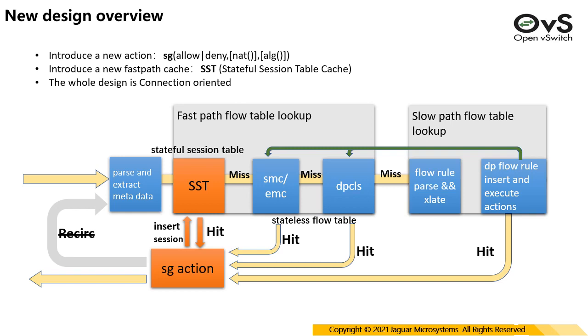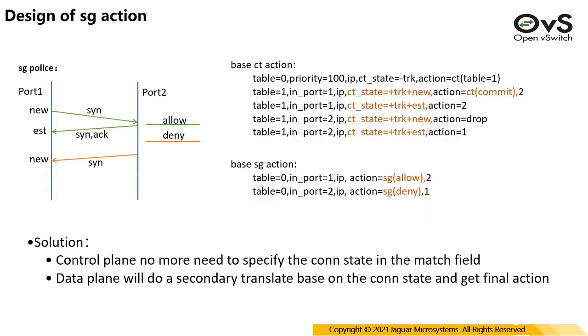So the whole design has changed to connection-oriented. Here we give a simple example to show the different semantic between the CT action and the SG action. Consider inserting OpenFlow rules to implement a stateful firewall, which only allows initiative connects from port 1 to port 2, but refuses the initiative connects from port 2 to port 1.